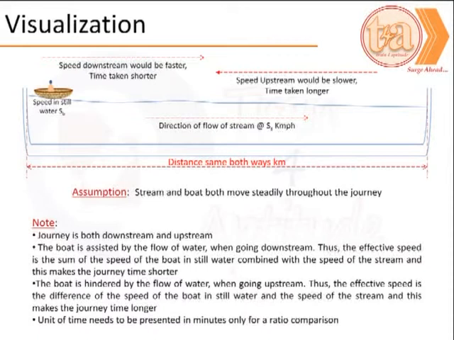While going downstream, the boat is assisted by the flow of water and therefore moves quicker, and the time taken for the journey would be shorter. While the boat is moving upstream, the effective speed would turn out that the speed of the boat is hindered by the speed of the water and thus takes a longer time to travel upstream. The units that we need to be presented here is to be normalized.